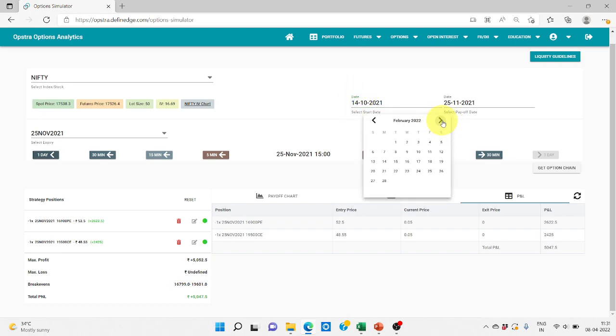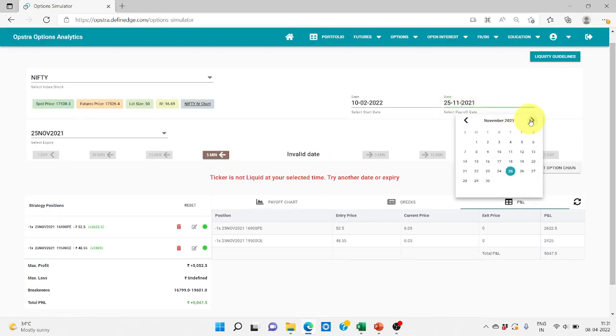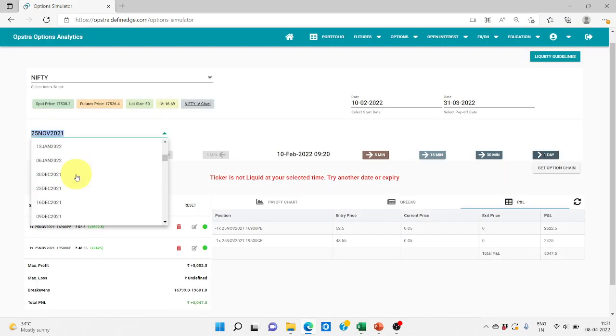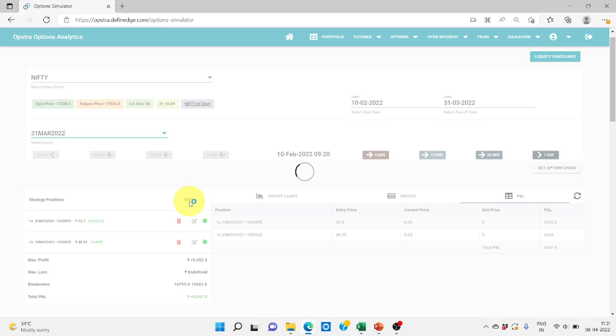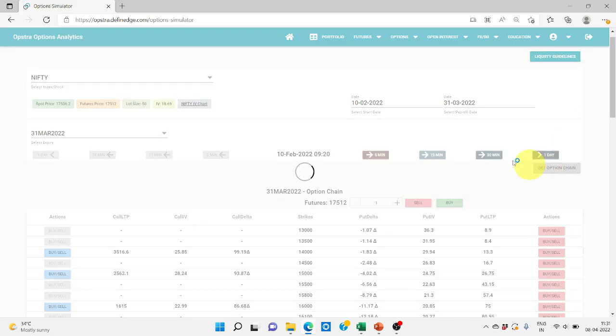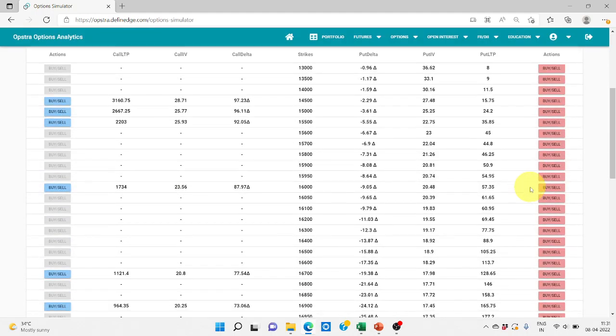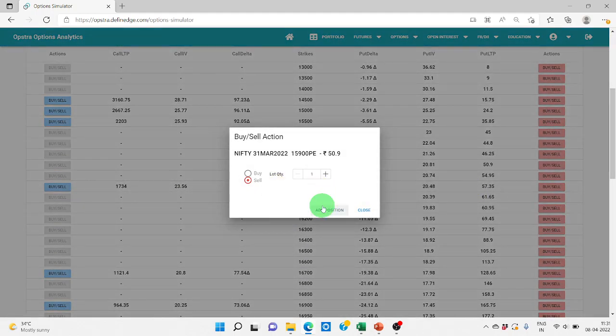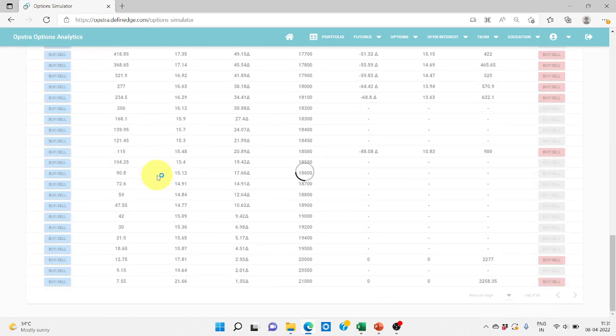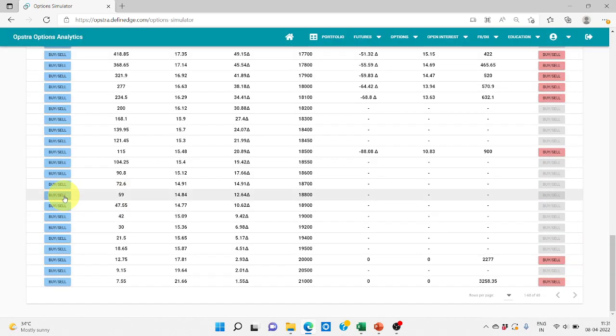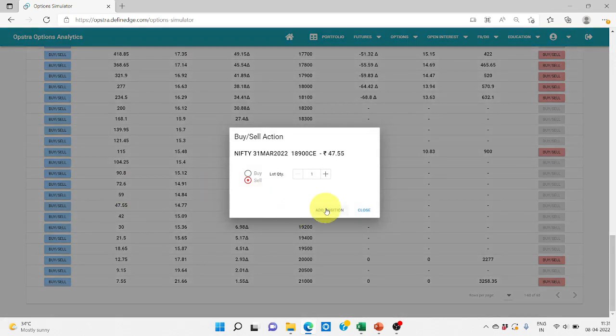So for February, for March we'll be taking February second week, and March expiry. We'll start at 3 p.m. So 50 rupees. Okay, we are getting at 51 on the put side, and on the call side again we are getting at 47 or 48. This is fine.